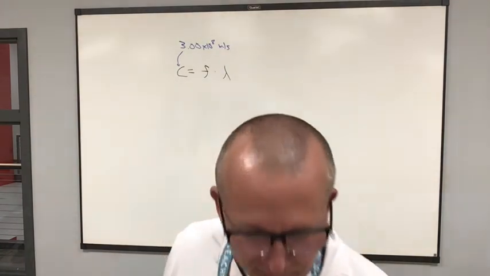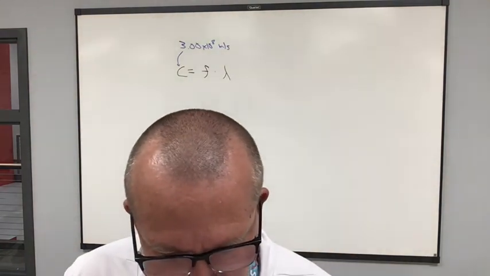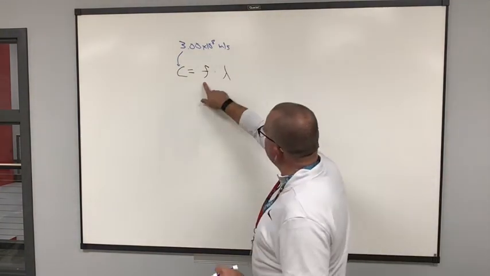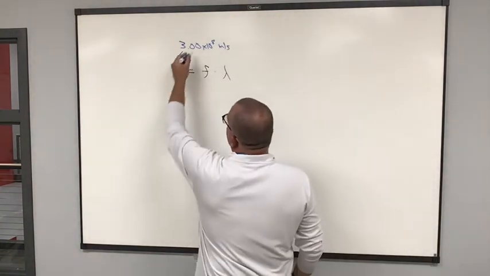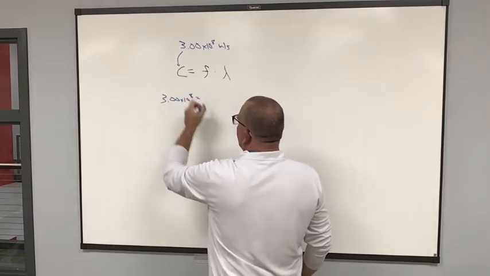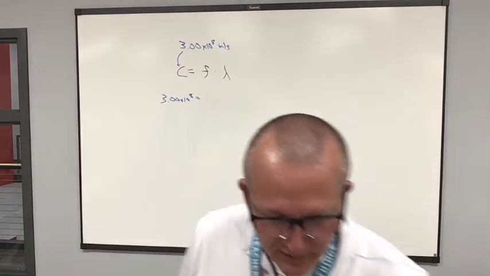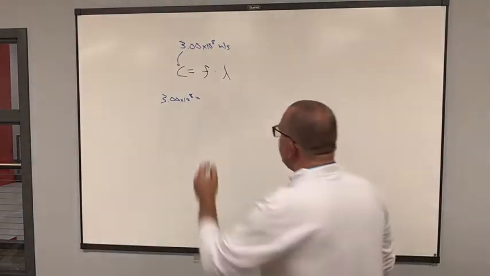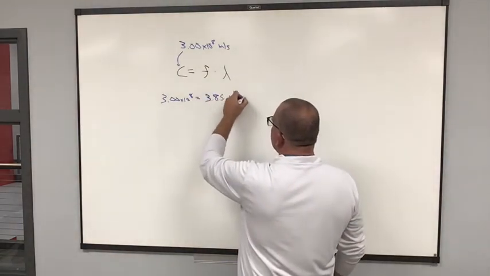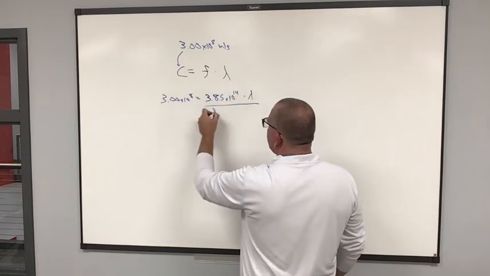What is the wavelength of light that has a frequency of 3.85 times 10 to the 14th hertz? So just for the opposite now, we have frequency. We're going to solve for wavelength again. The speed of light is a constant, and my frequency is 3.85 times 10 to the 14th. I'm solving for wavelength, so I just divide.